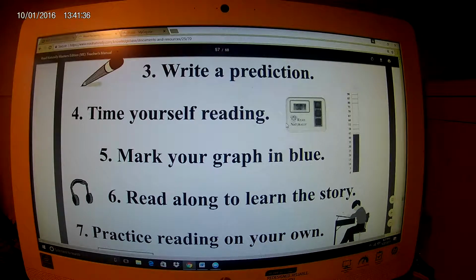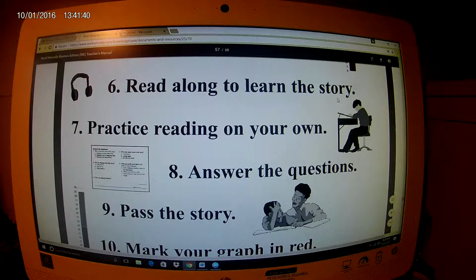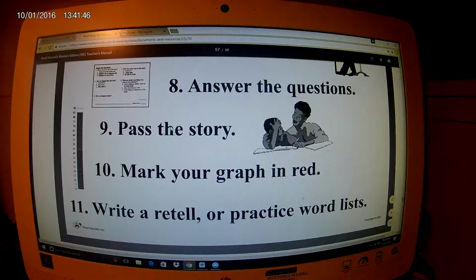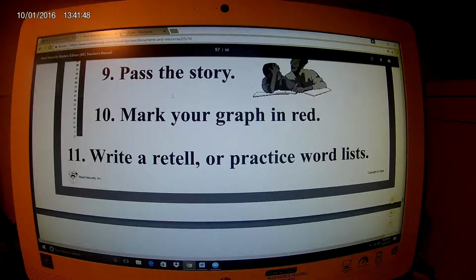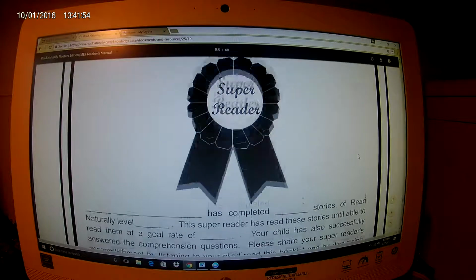We don't let them time themselves. We do it. And then we graph it. They read along to learn the story again. So this is the repeated reading. They practice on their own, and then they answer these comprehension questions on the back. And then if they pass, we're going to give them the hot score, and they graph it in red, and we're going to give them a Super Reader Award.